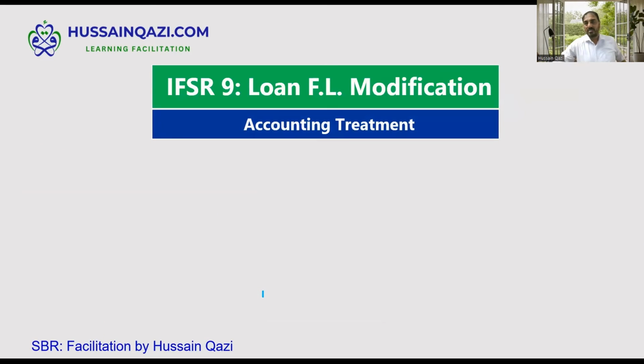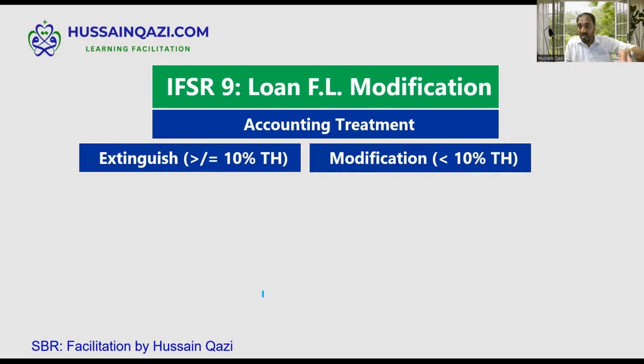Now come on, accounting treatment. What is the accounting? Whatever you have done, it's about the filter. First, the meaning of modification, then filter out whether it's about extinguish or it's about modification.